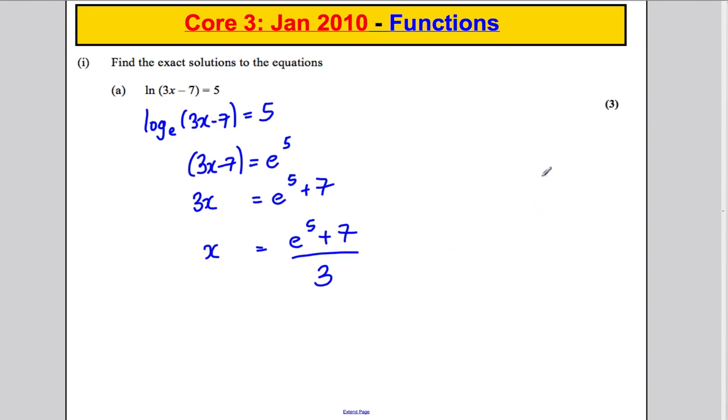And there you go, that is the exact solution. Do not type it in your calculator. It asks for exact values, not rounded values.